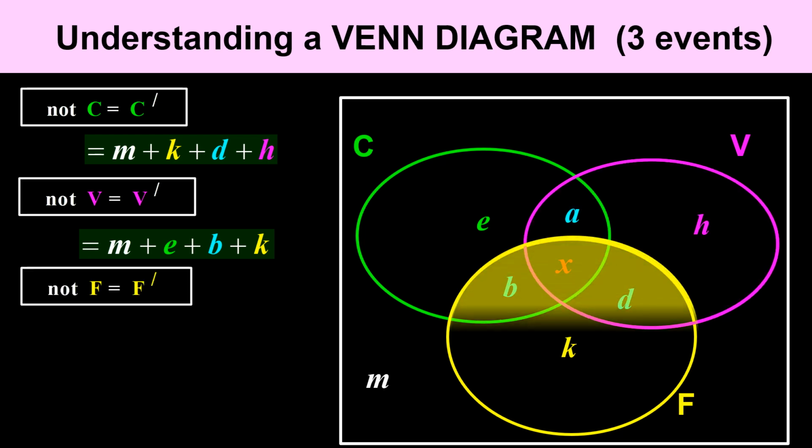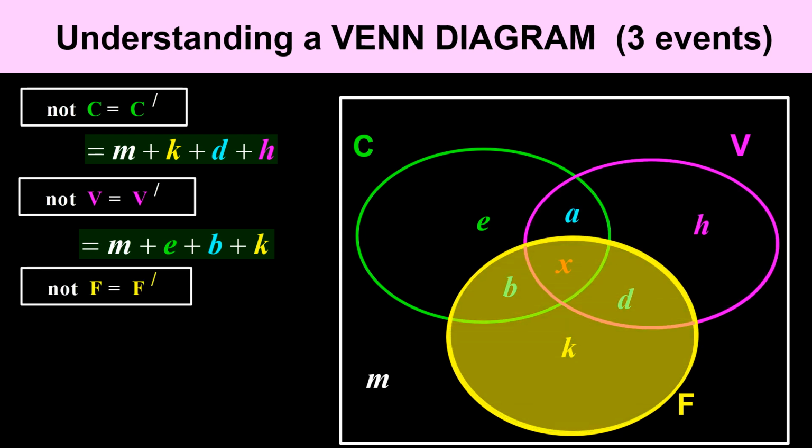Similarly, if we say not F, I don't want the F, so I must remove the F. So what is left there? M, E, A, and H. So that is M plus E plus A plus H.